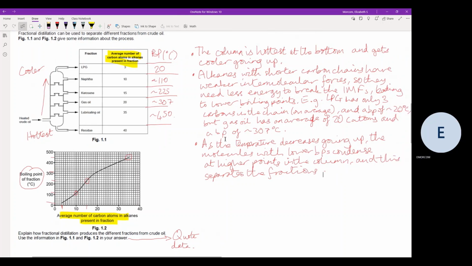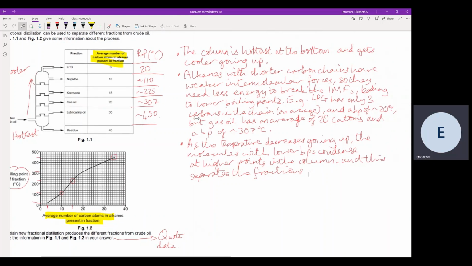Okay, so a bit lengthy. I could have turned that into maybe 4 bullet points instead, but I've got all of the information there. I have put it into a logical sequence. So we've got statement, then explanation of some of the detail and linking it to the data, and finally linking the whole thing together to say how these two things work together to cause the separation.